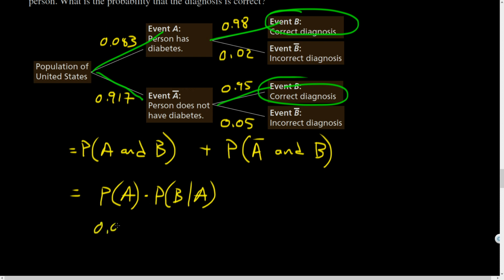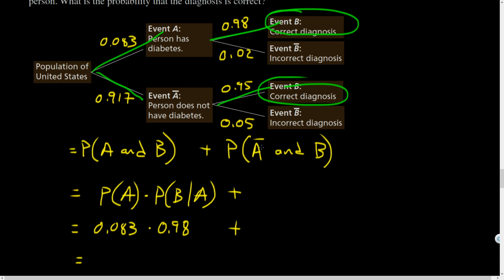And so probability of A is 0.083. Probability of B, the correct diagnosis, assuming the person already has diabetes, it's correct 98% of the time. And so when I multiply those, I'd get one outcome. But to that, I have to add this scenario, this branch. And the reason I'm adding these is this is an OR, right? I'm considering a correct diagnosis if they have diabetes and get correct, or if they don't have diabetes and are told correctly that they don't have diabetes. So that's OR logic, which is why I'm adding here.